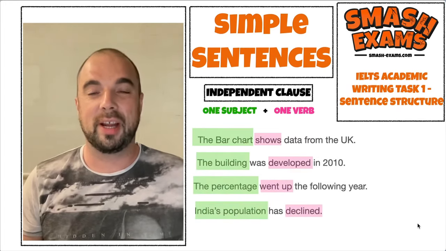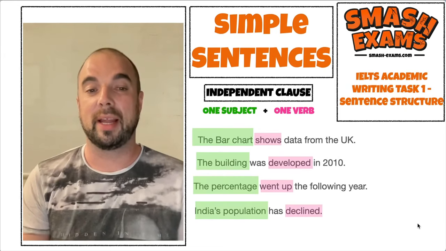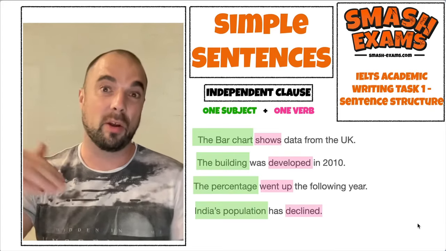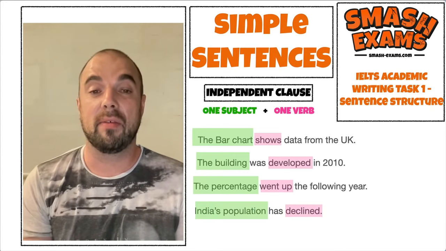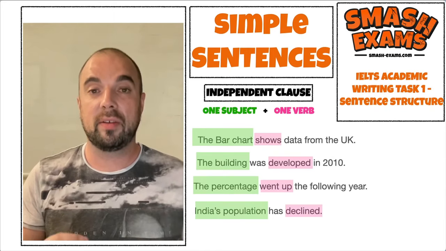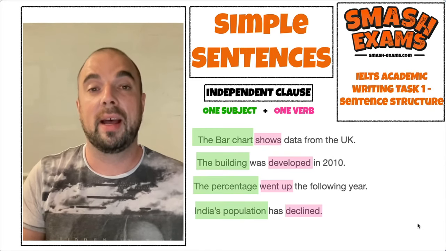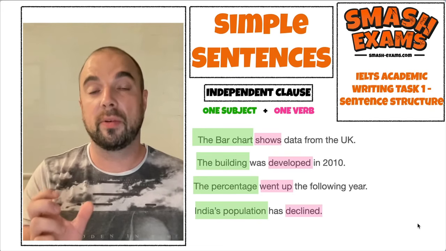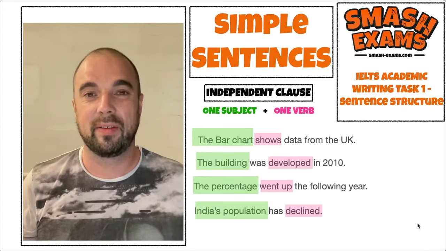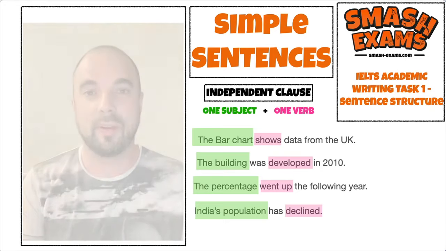India's population has declined. India's population being the subject of the sentence, and declined, meaning going down, is the verb of the sentence. So simple sentences, very easy to do but very important you know what they are. As you'll see as we move on, the simple sentences create the other types of sentences. Let's move on to compounds.